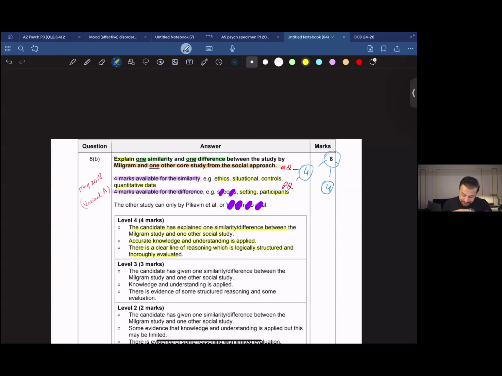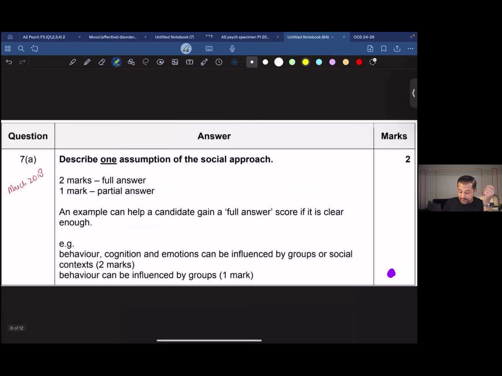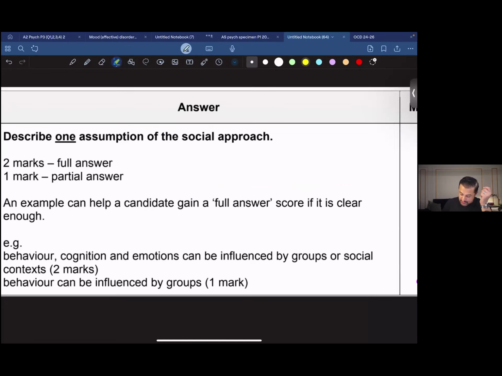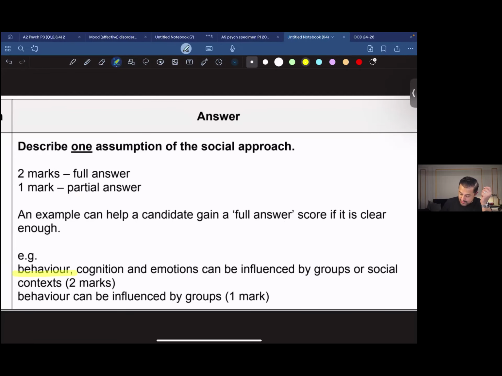Moving on, describe one assumption of the social approach. And this is a question that we had in March 2018. This is a 2-mark question. Behavior, cognitions, and emotions can be influenced by groups or social contexts, or behavior can be influenced by groups. You write this, you get a single mark. Or if you write this thing, let me just remove this so that, yeah. So if you're writing it from here to here, you would get both the marks. Moving on.